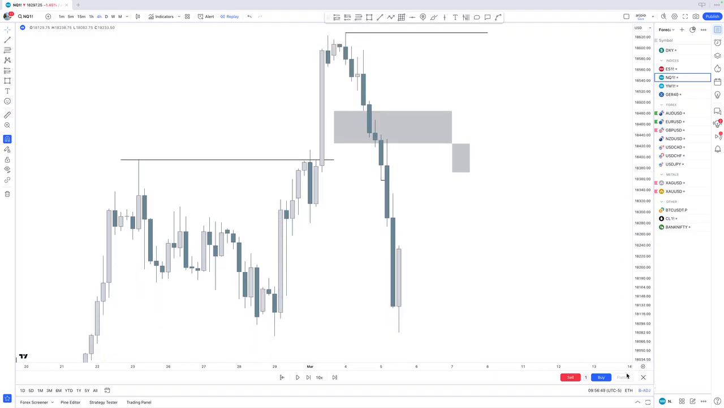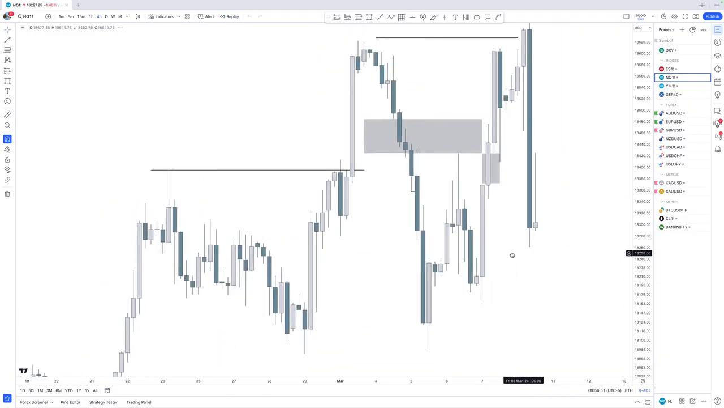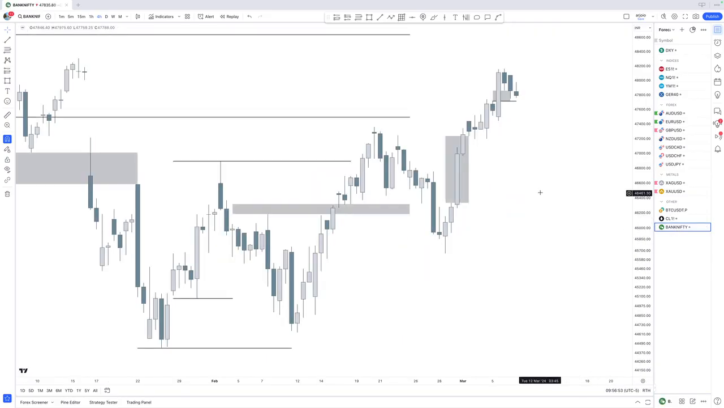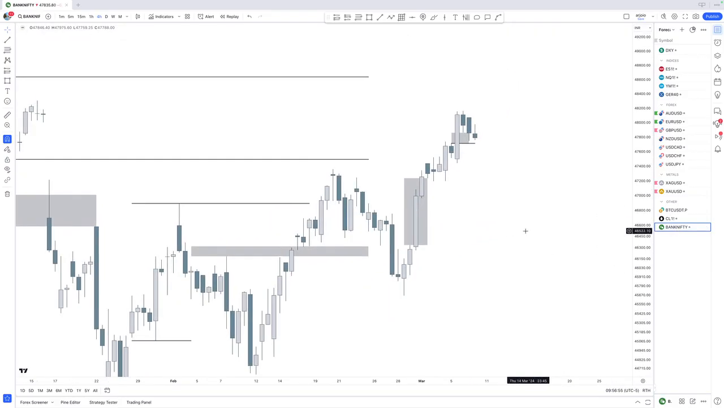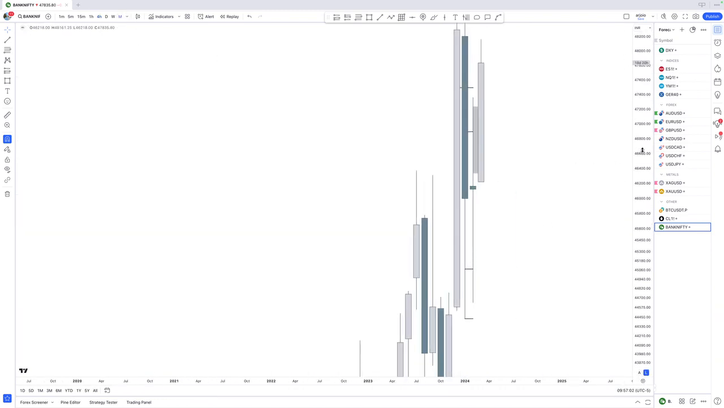All right, let me go over Bank Nifty. That's the last one I want to go over right there as well. And then I'll go over, for example, GBPJPY. Let's see. Again, reinforcing the idea right here.